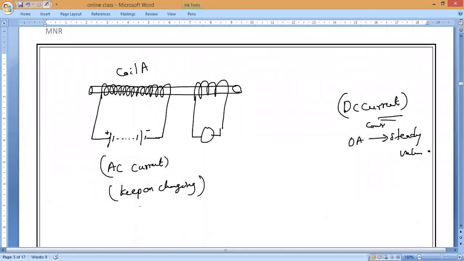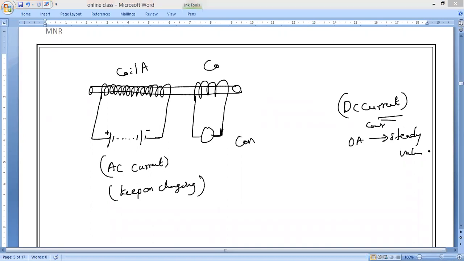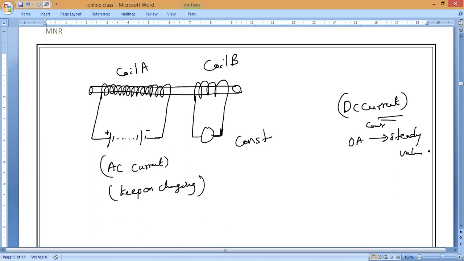If in coil A the current keeps on changing, then in coil B, what will happen? Anybody can tell me? Coil B, what will happen? Then the constant current is produced in coil B. That is what will happen. That is what you have to understand. So when the current keeps on changing in coil A, then the constant current is produced in coil B. That is the phenomenon, how the transformers will work.